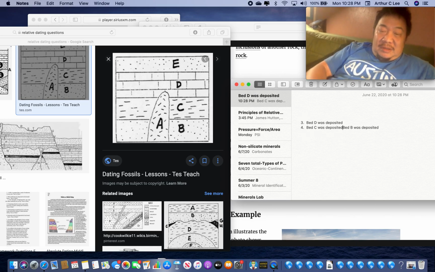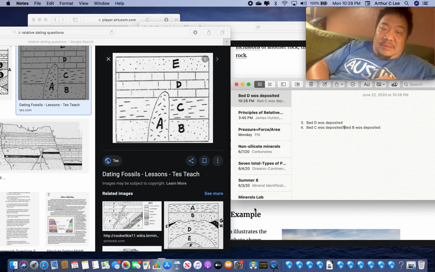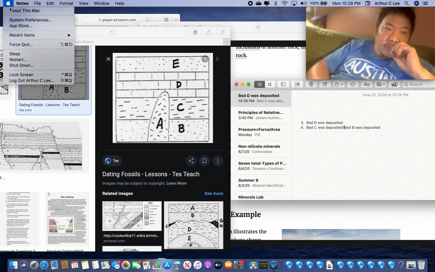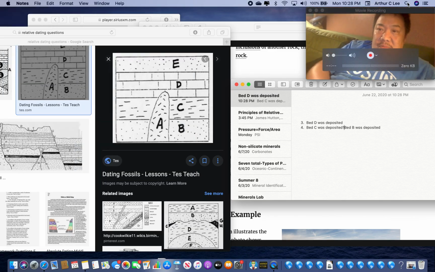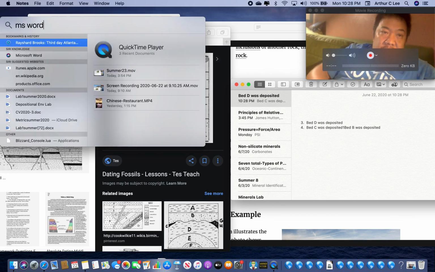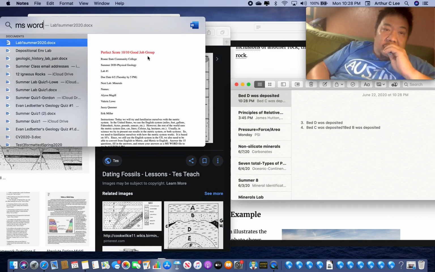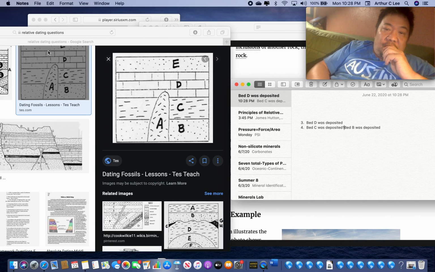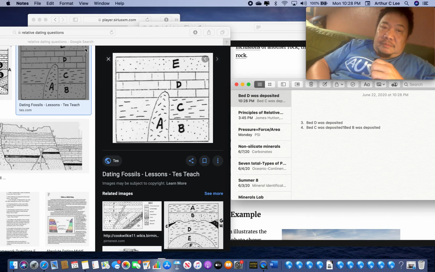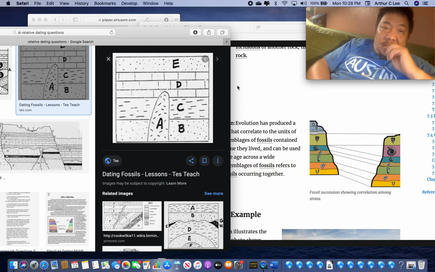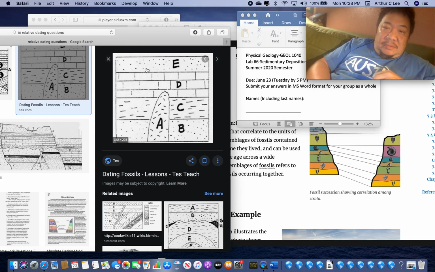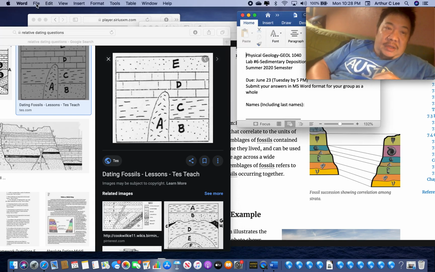Oh gosh. See, it won't let me do it. Okay. I hate this crap. Let's see. Let me get Microsoft Word. Okay, let's just go to Microsoft Word here. All right, and I'm going to make a new document here.